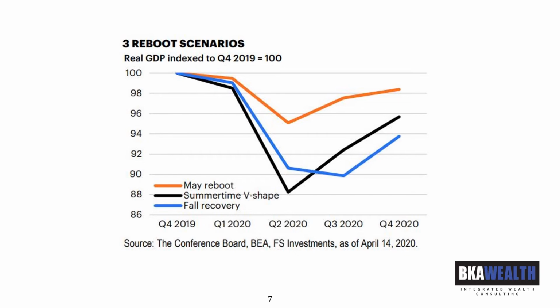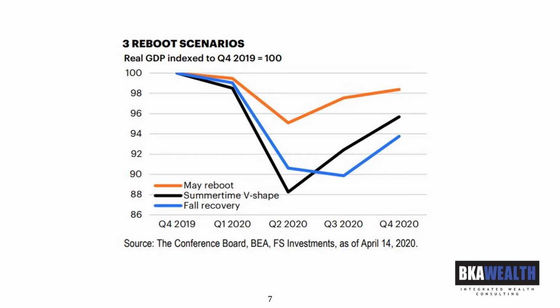The next scenario is a summertime V-shape, which is that black line, and it depicts a much stronger decline in the second quarter. Basically, even though we might be opening up here in May, it's going to take a little while longer for us to build ourselves out of the hole that we've dug for ourselves, and we're not going to be able to do that in the second quarter. But then we have the ability to do that in the third and fourth quarter, which leads to a little bit more of a V-shaped recovery.